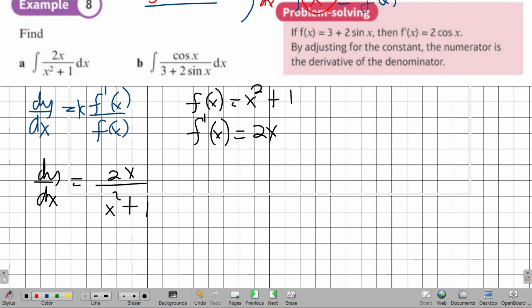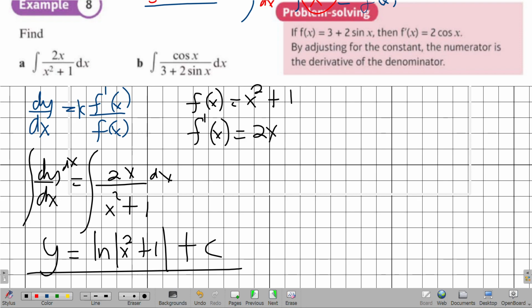So what we know is if I integrate this automatically with respect to x, of course, y becomes the natural log of x squared plus 1 plus c by the reverse chain rule. Just like if you integrate 1 over x dx, this becomes natural log of x because the relationship is preserved. That's what we mean by the reverse chain rule. All right, plus c.